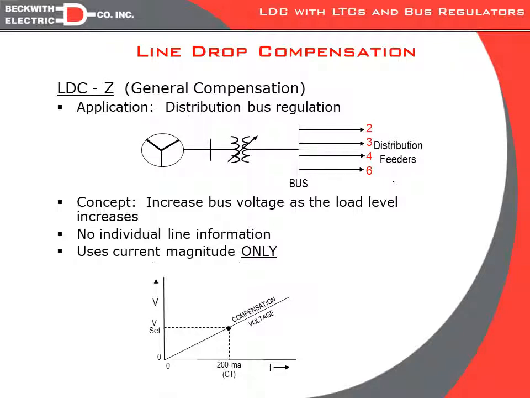We would enter it in, and what that'll do is at full load, it will apply 6 volts of compensation. And it'll be linear, so at half load it would be applying 3 volts. And so it's trying to average everything out. And it's using the magnitude of the current only. It's not doing a phasor on the current.